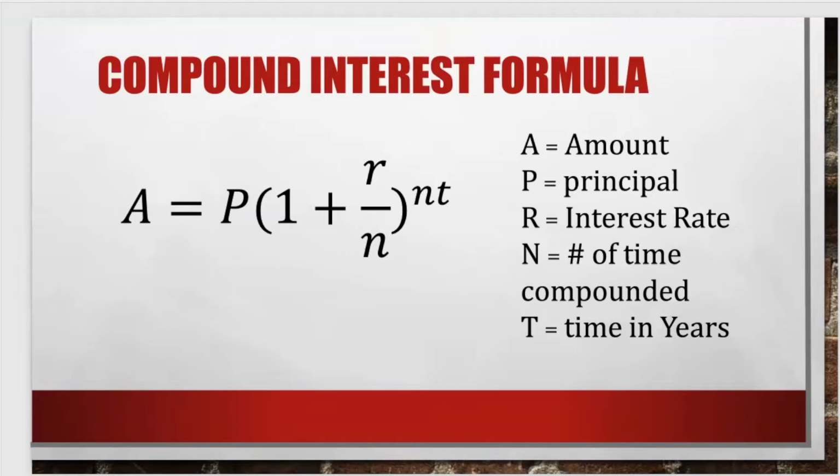of the interest rate being compounded for a certain time. Remember, P is the principal, R is the interest rate, N is the number of times it's compounded, which we'll cover at the end also. T is time, once again, in years.